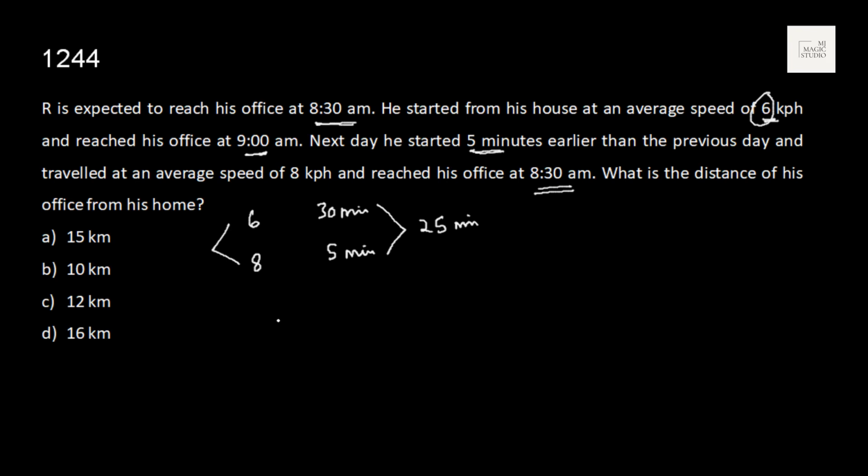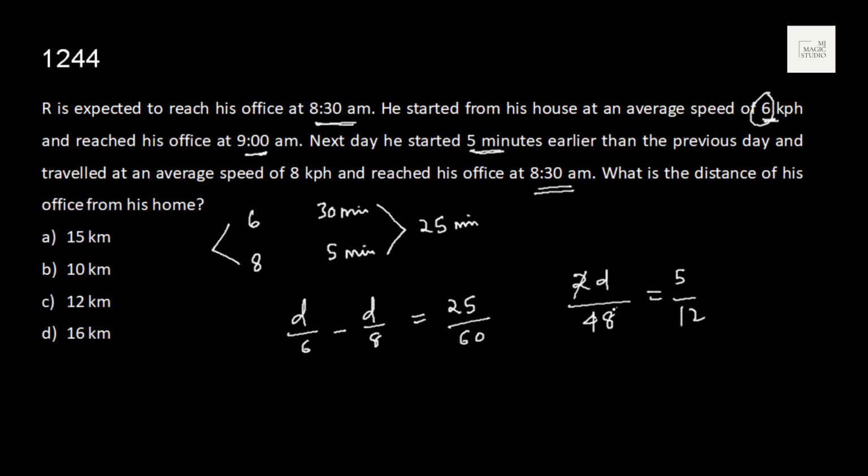So we can frame the equation like d by 6 minus d by 8. More time minus less time equals 25 minutes. If we solve this, we can get the value of d. So it would be 8d minus 6d is 2d divided by 6 into 8 is 48, equals 5 by 12. If I divide this, 2 by 24 is 1 by 12, this will give me 2. d equals 5 into 2 is 10 kilometers. Option B fits in.